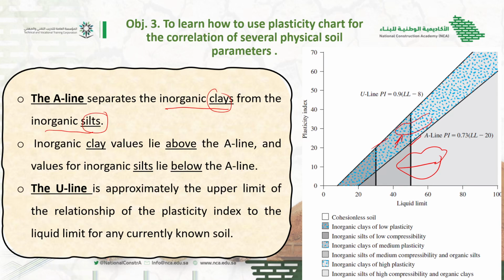These are inorganic clay. The U line is approximately the upper limit of the relationship of plasticity index to liquid limit for any currently known soil. This is the upper limit for plasticity index and liquid limit. So these are the maximum values for plasticity index and liquid limit.